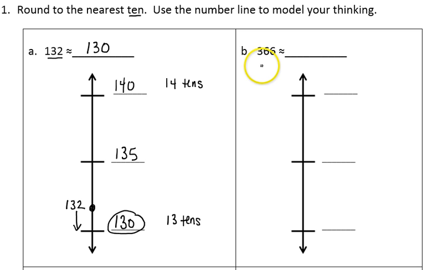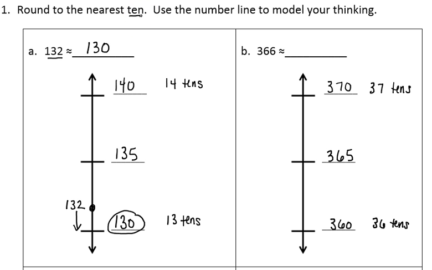Let's look at problem B. Now we have the number 366. We're still rounding to the nearest 10. So I can think of 366 as having 36 tens, or 360. That would be my lower answer choice. The next answer choice would be 37 tens, or 370. The midpoint between 360 and 370 is 365.